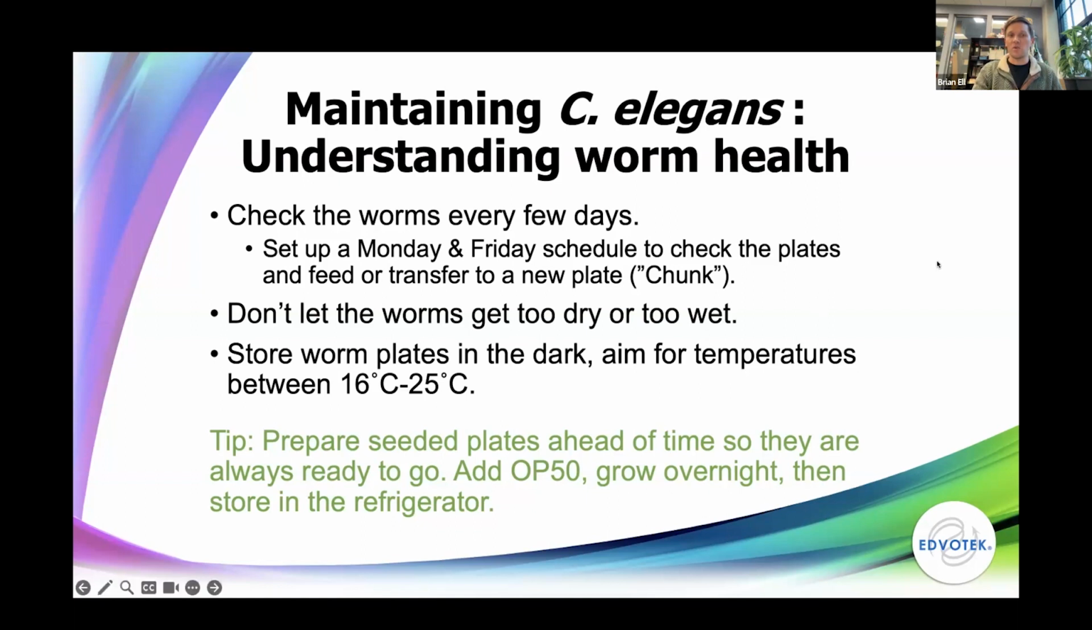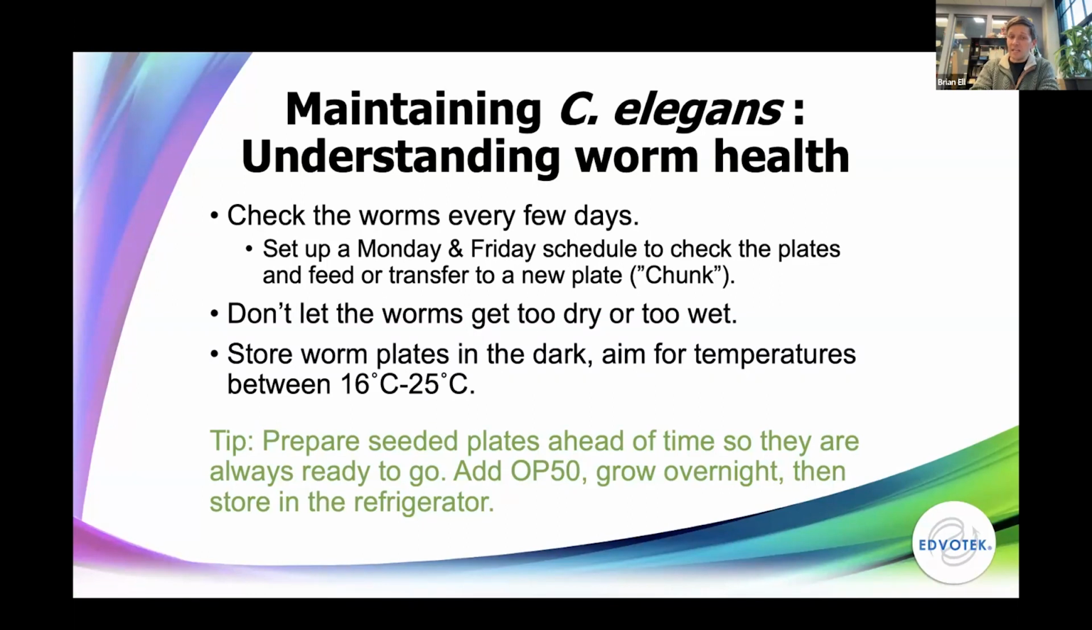And then we want to store the worm plates in the dark. We're shooting for temperatures between 16 and 25 degrees Celsius. If you go too cold, the worms will freeze, so refrigeration is bad on these guys. Similarly, we don't want to accidentally put them into a 30 or 37 degree incubator that is too warm, and you will end up drying out the plates and the worms will all dry up and die. So we want to keep that 16 to 25 degrees Celsius temperature if at all possible.